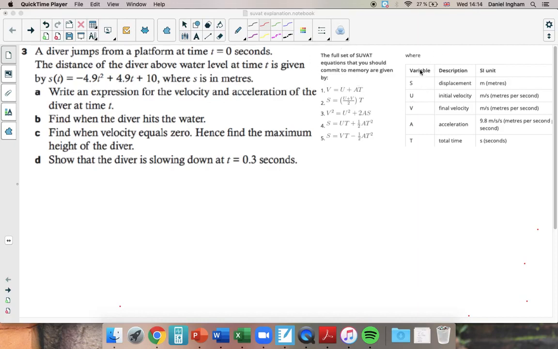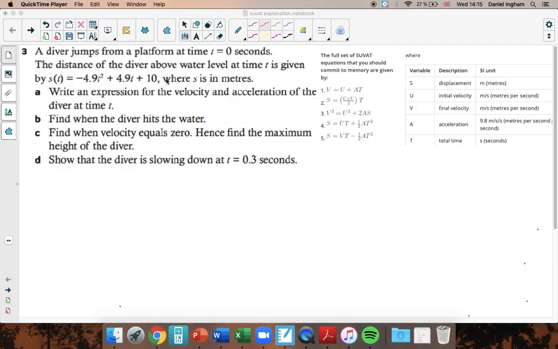Okay, so first thing we do when we're using SUVAT is we decide which variables we have or we're interested in and which variable we're not interested in, and then we use that to decide which formula to use. So first of all, thinking about the displacement, well, the diver starts 10 meters above the water. Yeah, when t equals 0, you've just got s of 0 equals 10. And then basically he's falling down. So when he hits the water, the displacement is negative 10.